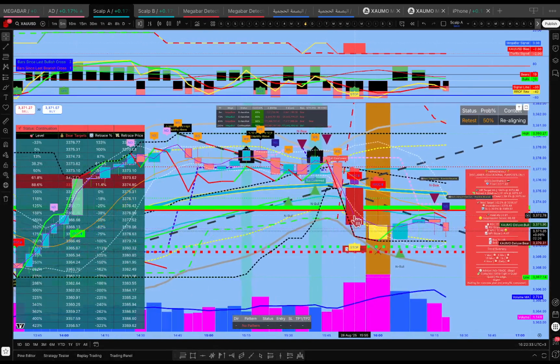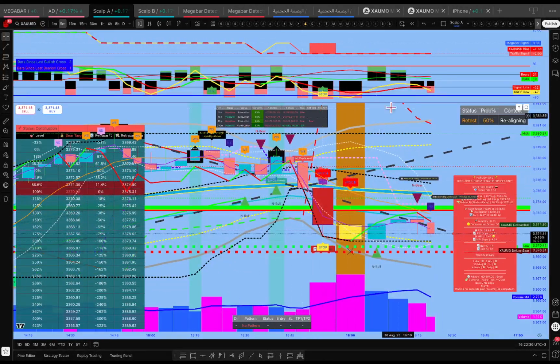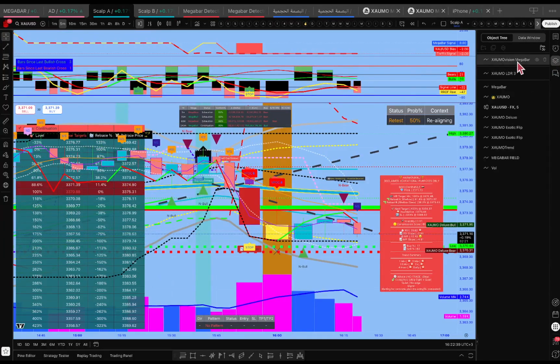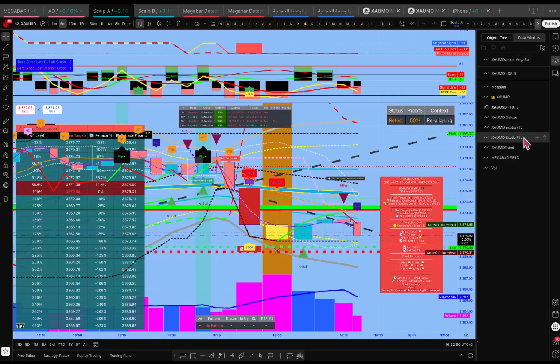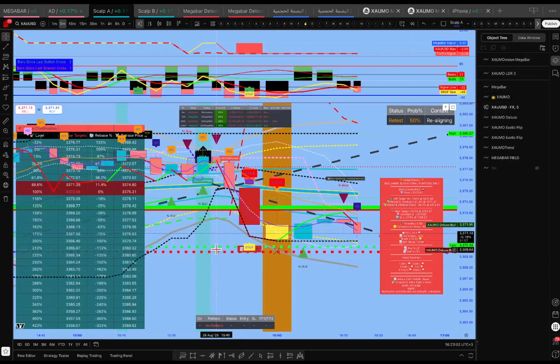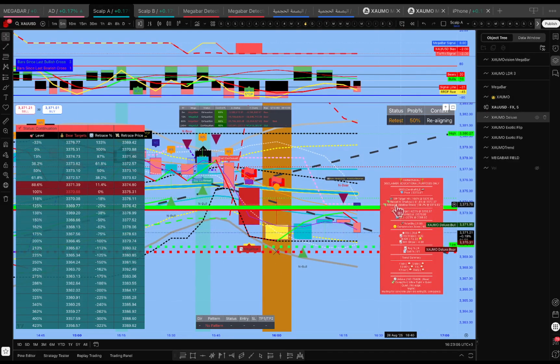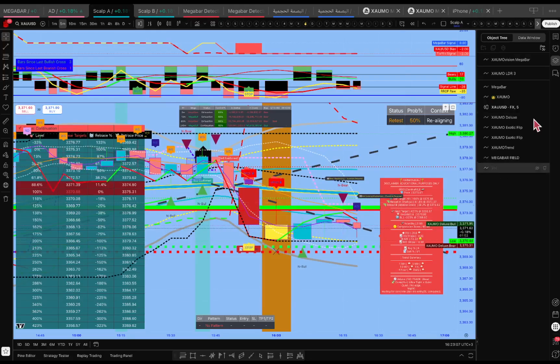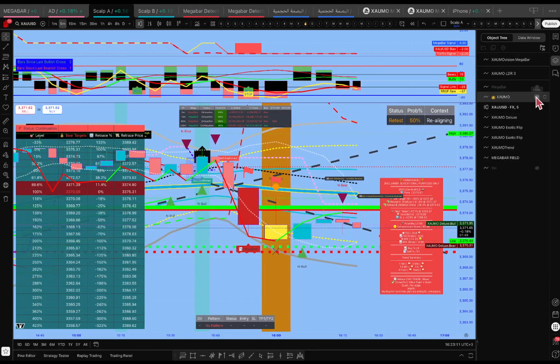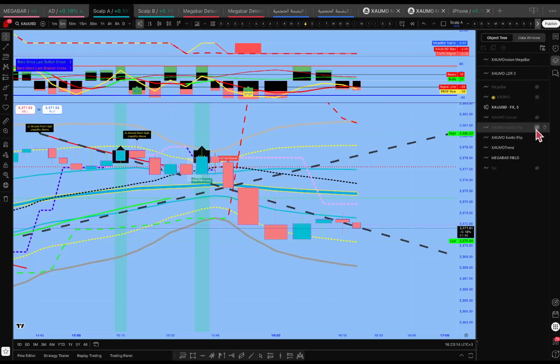Okay, so first let's check it here. What we have here are the following indicators, which I have developed: the XAUMO Vision Megabar, the XAUMO LDR3, the Megabar, the XAUMO King, and the XAUMO Deluxe, and the Exotic Flip, of which I have two versions that I add to it, and XAUMO Trend and XAUMO Megabar Filled, and volume. Actually, we can take off the volume. We don't need it. The first indicator here is the Megabar Suite Deluxe.